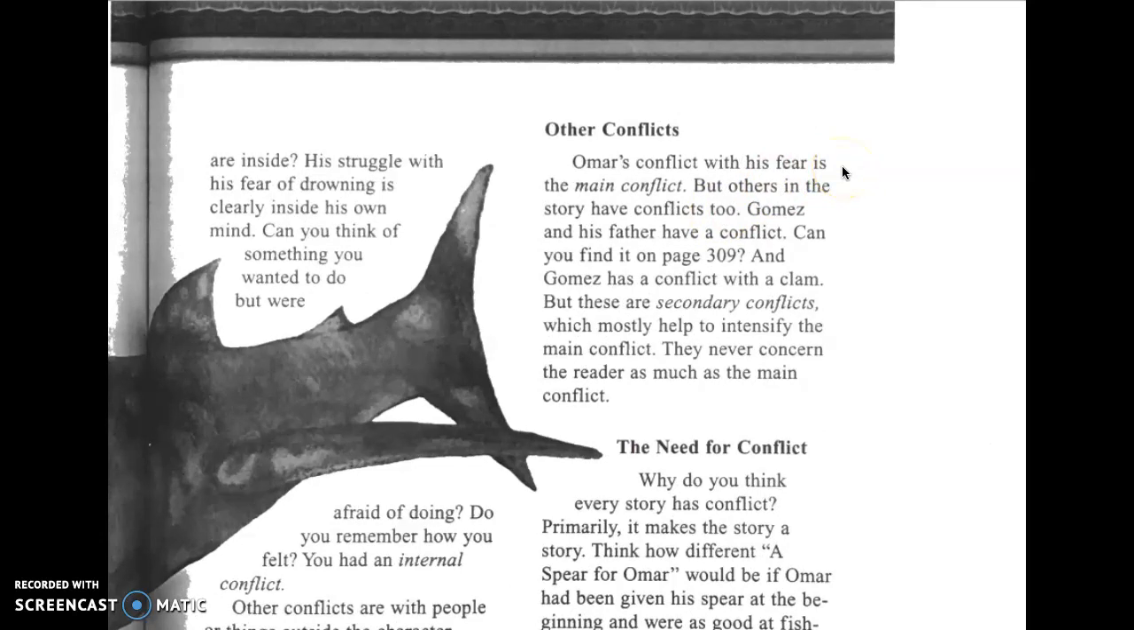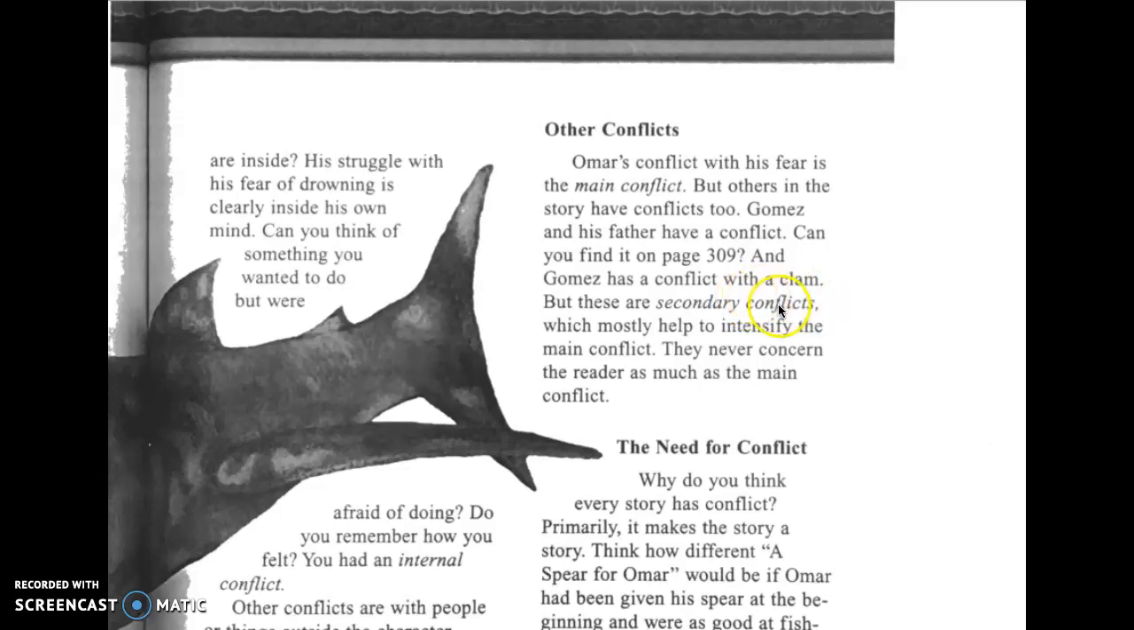Other conflicts. Omar's conflict with his fear is the main conflict. But others in the story have conflicts too. Gomez and his father have a conflict. Can you find it on page 309? As a reminder, Gomez and his father had a conflict about how Gomez has to be more careful. And Gomez has a conflict with a clam. So that's when Gomez gets his hands stuck in a clam.